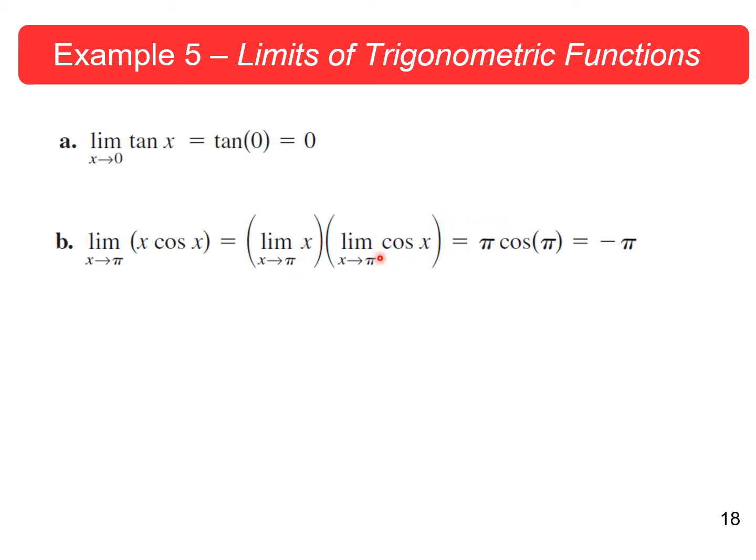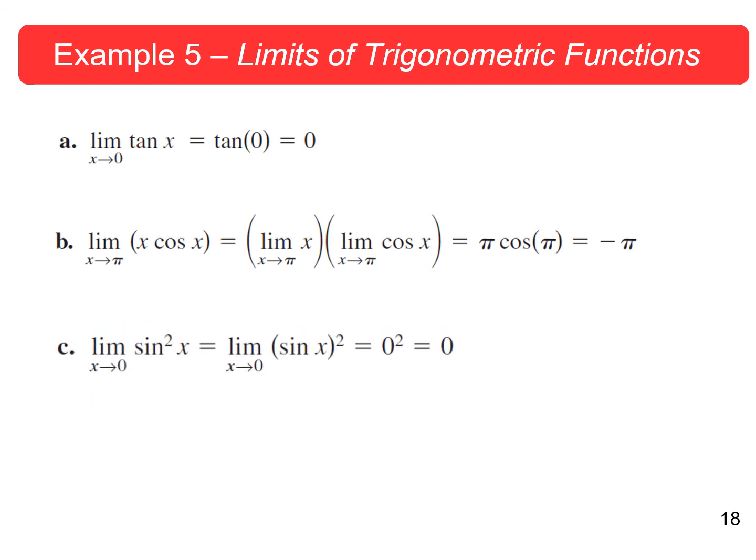We can just replace x here by pi, so you have pi. And then here, the limit of cosine x as x approaches pi using direct substitution is just equal to cosine of pi. And cosine of pi is just equal to -1. So therefore, you have pi times -1, which is equal to -pi.